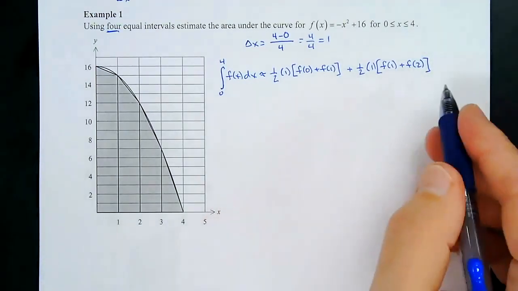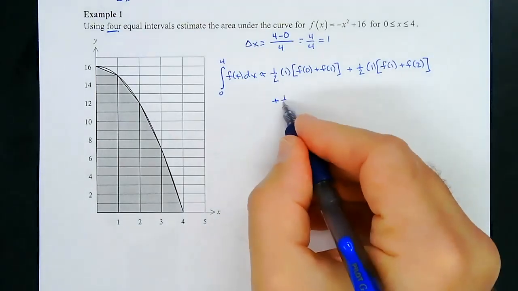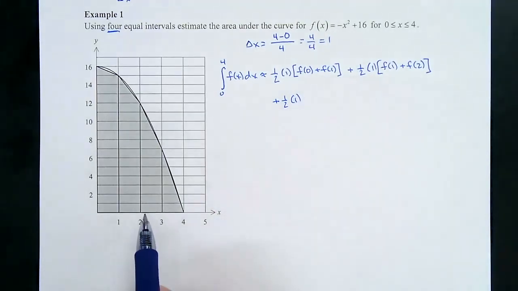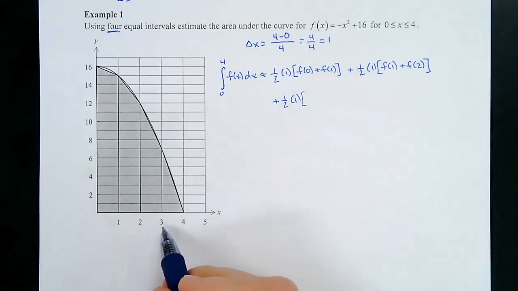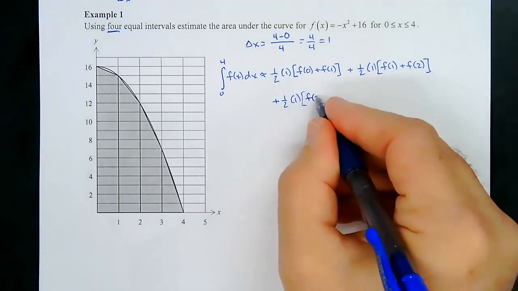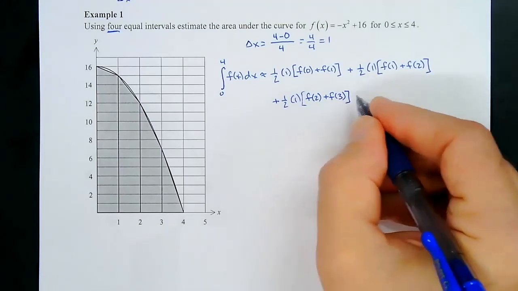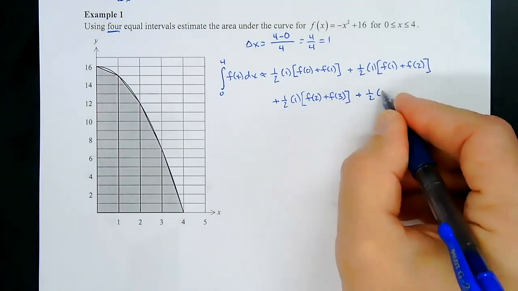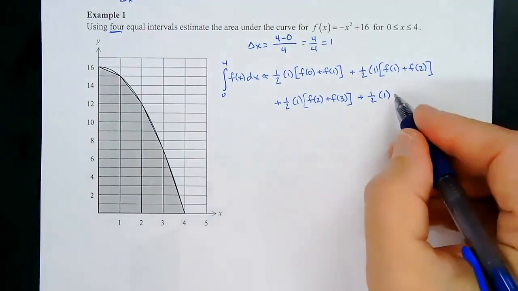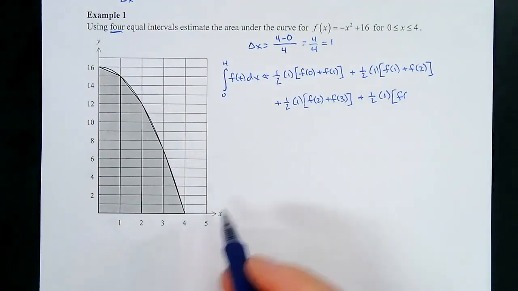And then I'm running out of room, so I'm going to wrap back around, and I'm going to add 1/2 times 1. And now I'm working on this third trapezoid. And so that would be f of 2 plus f of 3. Plus, in our last trapezoid, 1/2 times 1, because that's 1, and then this would be f of 3 plus f of 4.